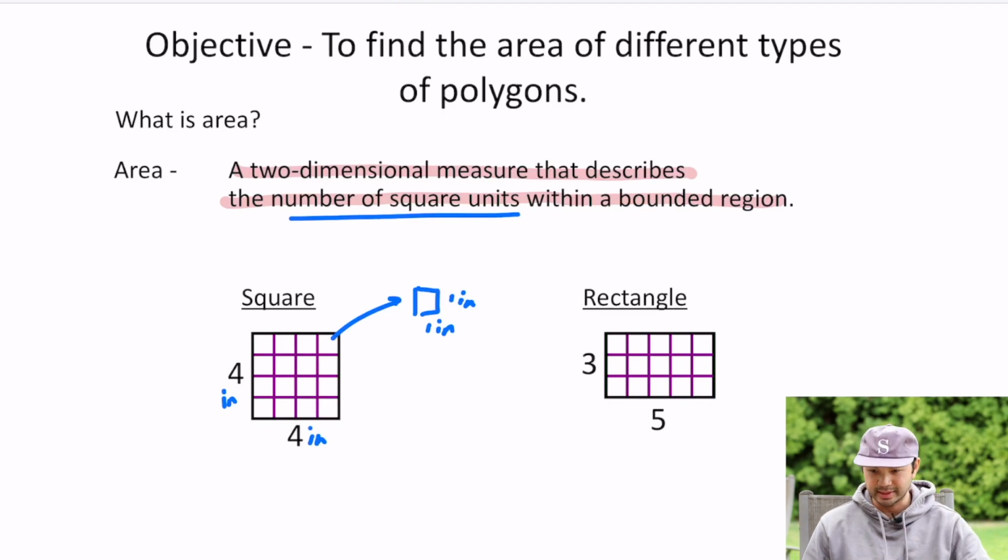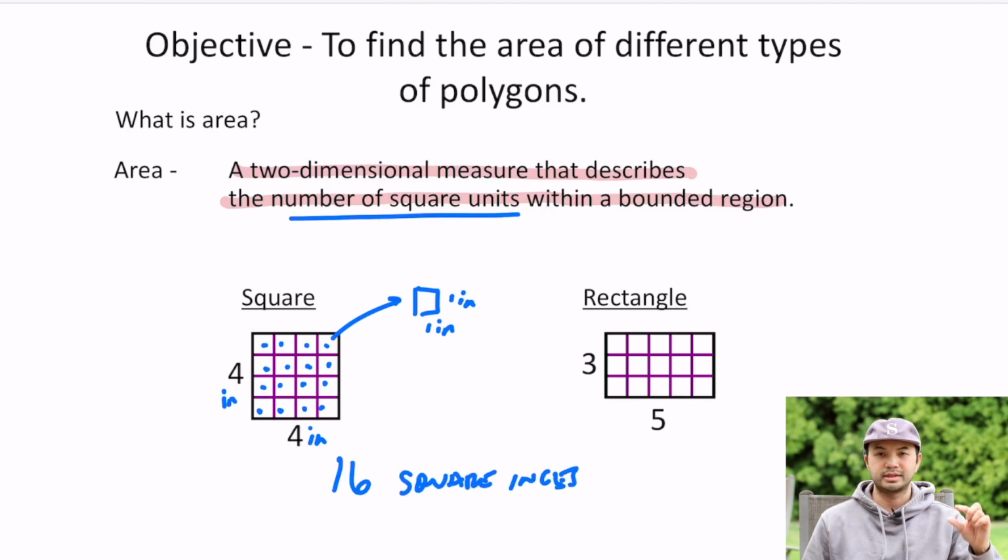Same with the rectangle. How many are there? With the square, there are 16 little squares that are 1 inch by 1 inch. That's also written as 16 inches squared like that. Same as this, this rectangle is 3 over here by 5.